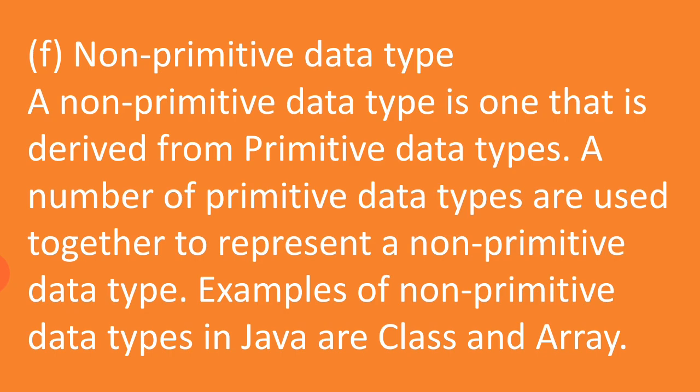After that, non-primitive data types, they are also known as reference data types. A non-primitive data type is the one which is derived from the primitive data types. A number of primitive data types are used together to represent a non-primitive data type. Examples of these data types are class and array.